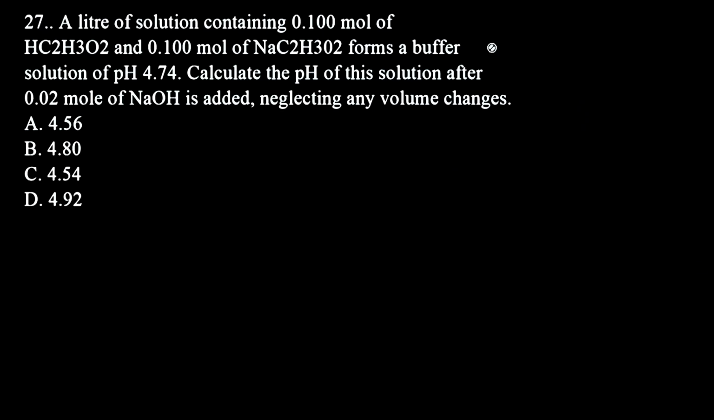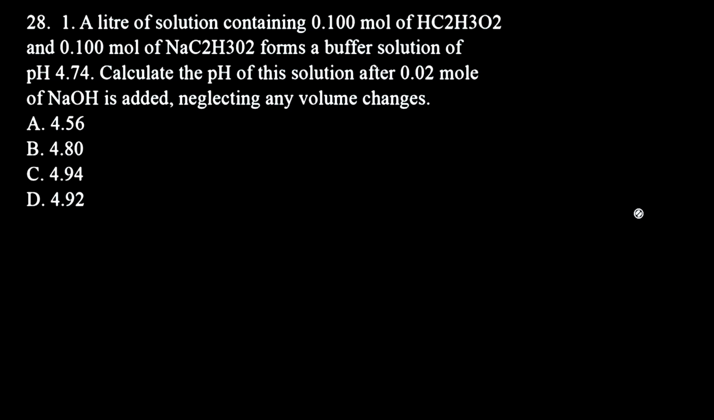This is another question. A liter of solution containing this and this forms a buffer. We are told to calculate the pH of the solution after we've added this amount of sodium hydroxide. So this we've done. Calculate this and drop your answer in the comment section. Solve this also and drop your answer in the comment section. I want you to try this.